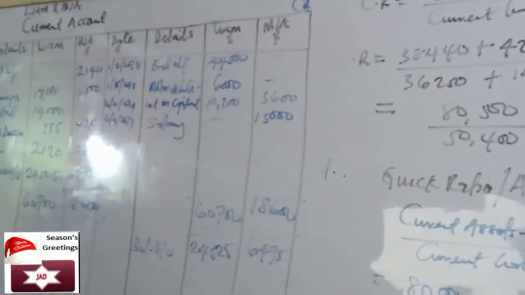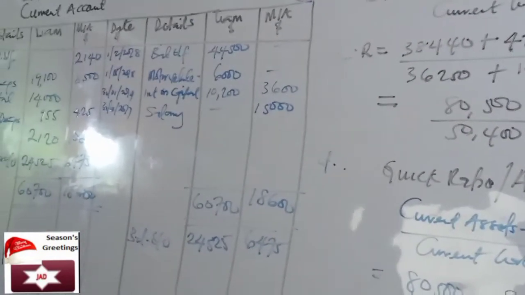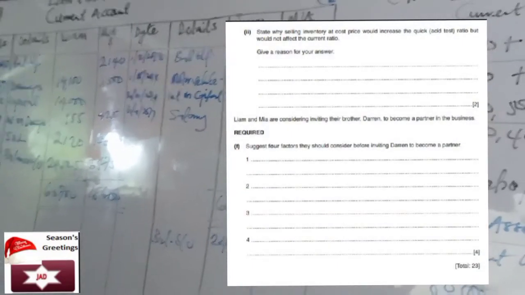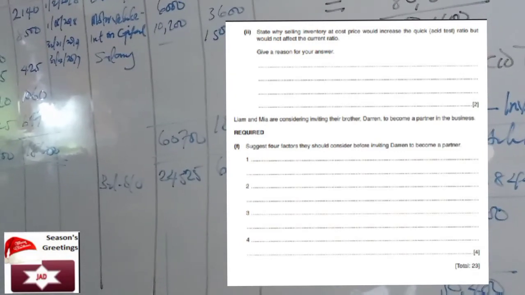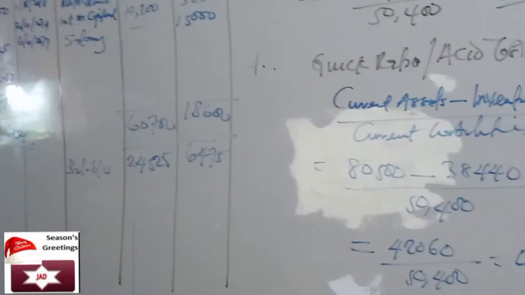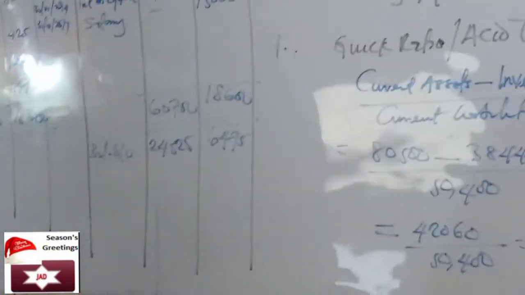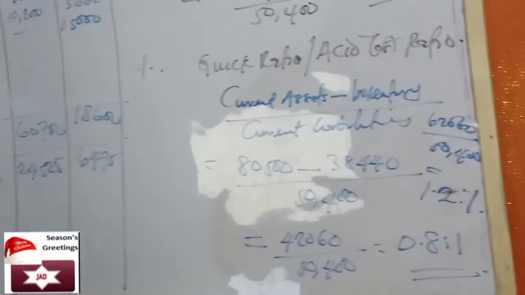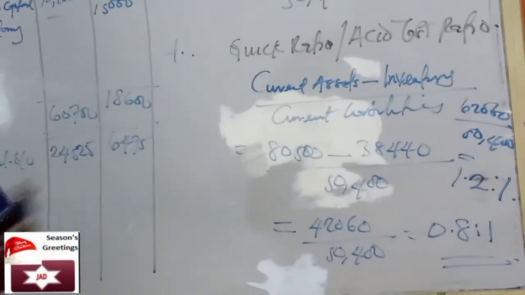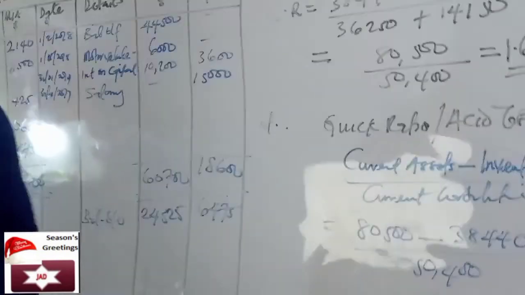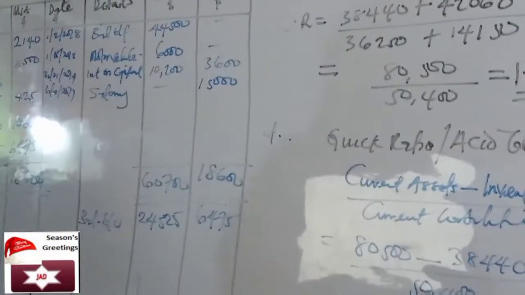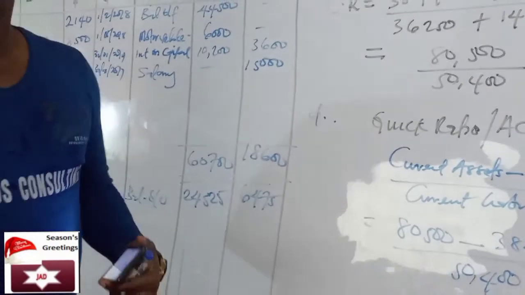So the next one, they are saying to state why selling inventory at cost price would increase the quick asset ratio but would not affect the current ratio. But that is not a big deal. Remember that our stock or inventory is reported at cost, except we want to bring in the provision of IAS 2, which is about comparing cost with net realizable value. That's not the argument here. Even if we do that, we might still end up having the same data. But let's leave that out and go according to the requirements here.